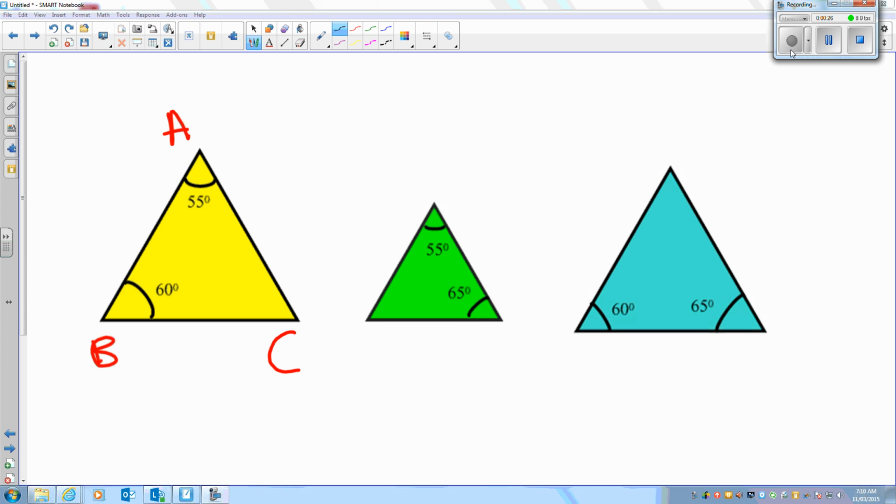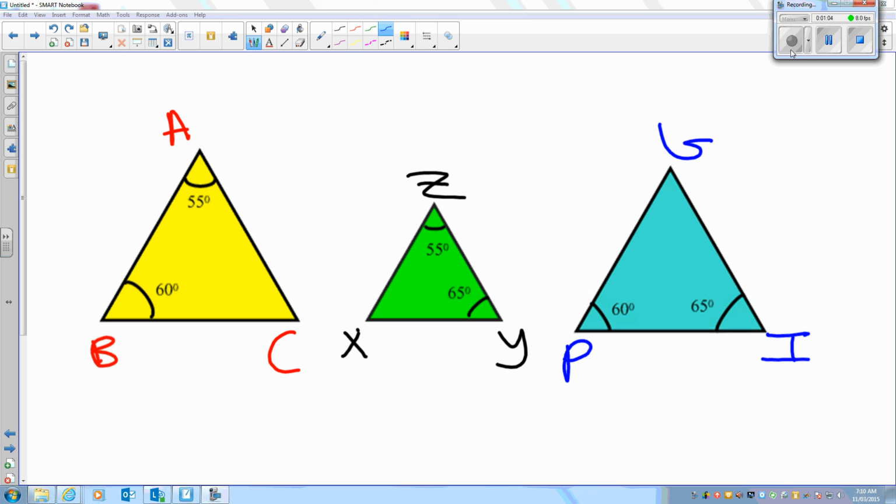This triangle X, Y, and Z. And this final triangle P, I, G. So we have these 3 triangles and we want to know if they're similar. We're only given angles. We need to remember that if 2 of the angles match, then they are considered to be similar triangles.